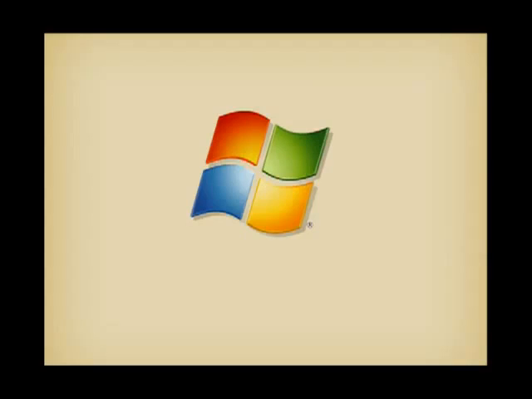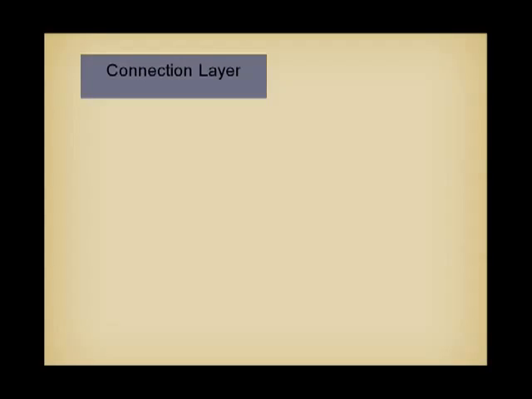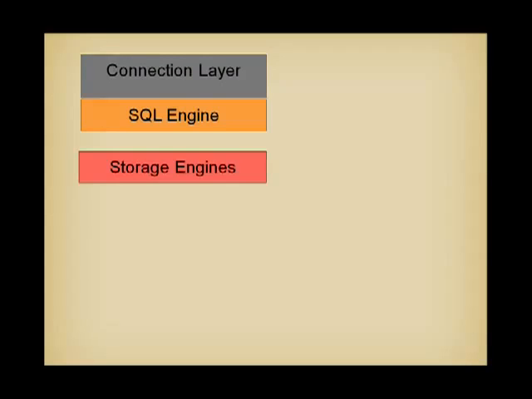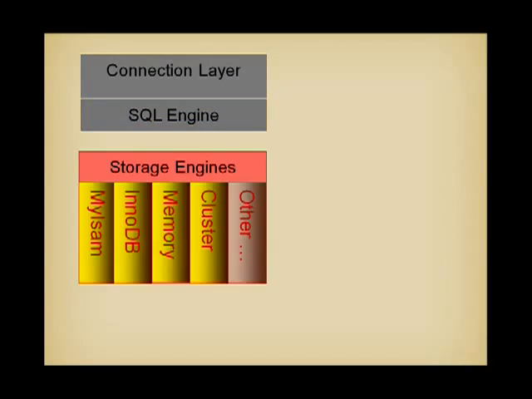MySQL is a relational database management system composed of 3 layers, a 3-tier architecture. The first layer handles and manages connections to the server. The second layer analyzes, optimizes, and manages queries that are sent to the server. The third layer is made of multiple storage engines that read and write data. You will choose one or several storage engines that suit your needs.